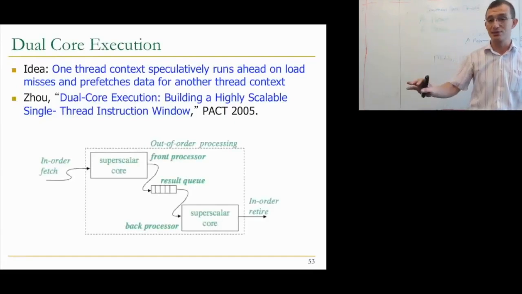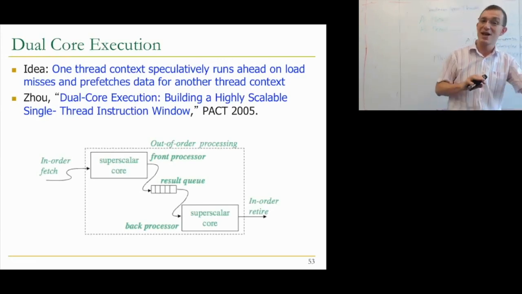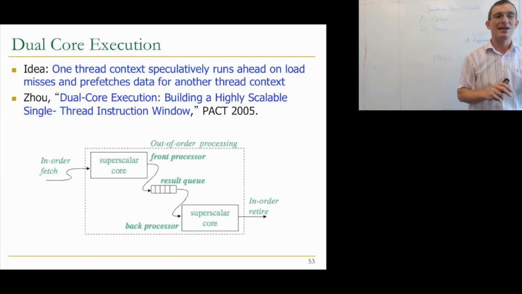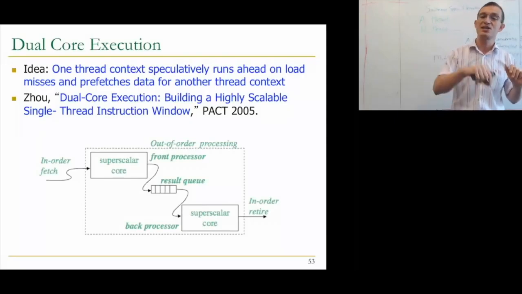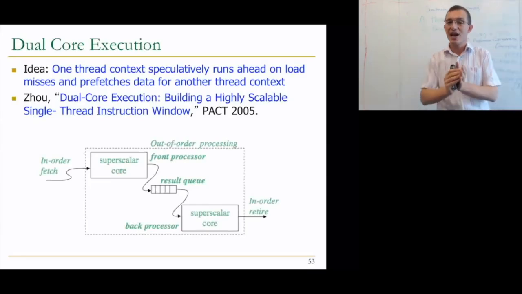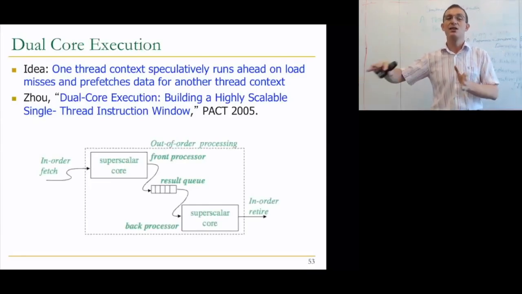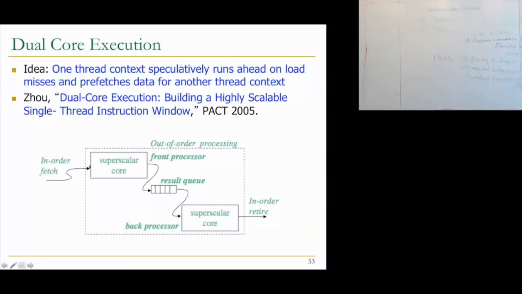Dual core execution is a similar approach to slipstreaming, except it designs the front processor and the back processor, or advanced thread and the redundant thread, in a different way. The idea is you have one thread context that speculatively runs ahead on load misses and prefetches data for another thread context. That's the key idea: the front processor gets ahead of the back processor by not stalling on cache misses. So if you look at this, you have two cores, like a chip multiprocessor. A superscalar out-of-order core, a superscalar out-of-order core here. You have an in-order fetch. Basically, this front processor is like a normal processor.